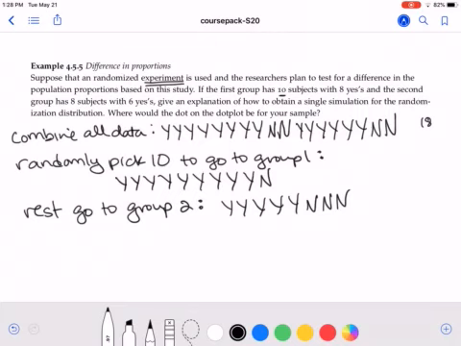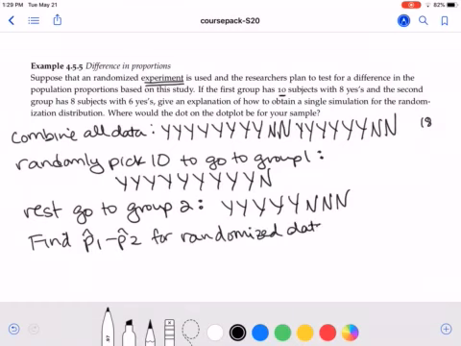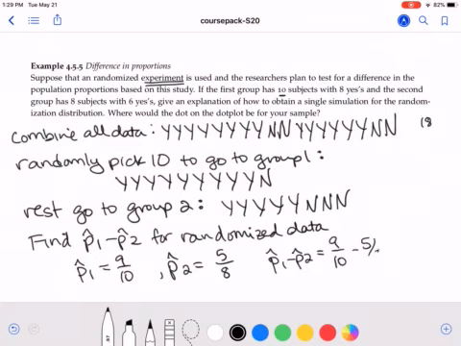So after it's done that, put everything together, randomly do the 10-8 split. What we're going to do then is look at what are our two proportions for this new data. So we will find p1 hat minus p2 hat for this randomized data. So in our first group, we have 9 yeses out of 10. So p1 hat would be 9 out of 10. In our second group, we had 5 yeses out of 8. So our difference in our two proportions will be 9 out of 10 minus 5 out of 8, which is 0.275. So this would be our dot on our dot plot.